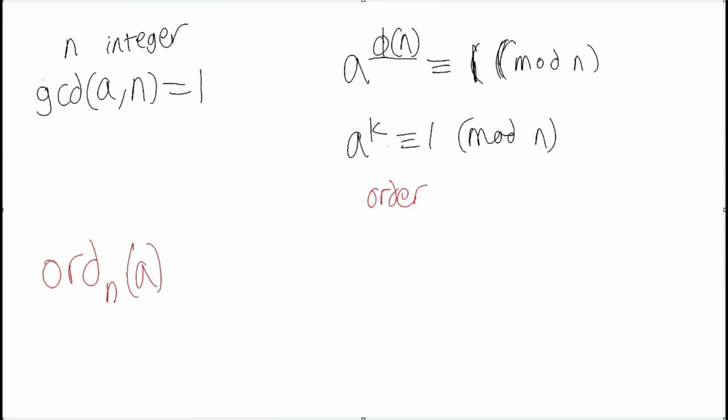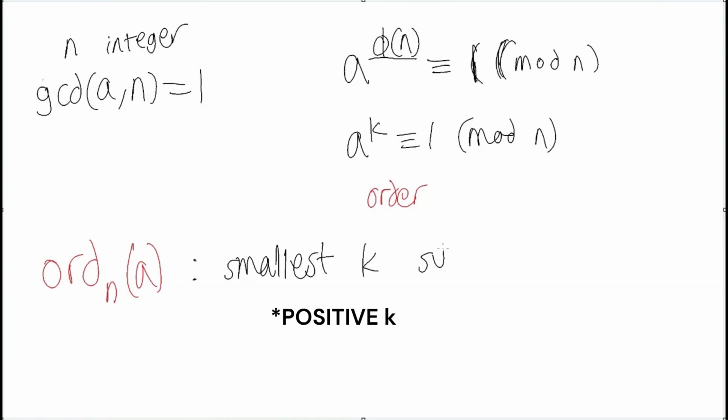In other words, we keep multiplying a by itself. And this is equal to the smallest k such that a to the k is equivalent to 1 mod n. So this is, again, the smallest value for which we get back to where we started.